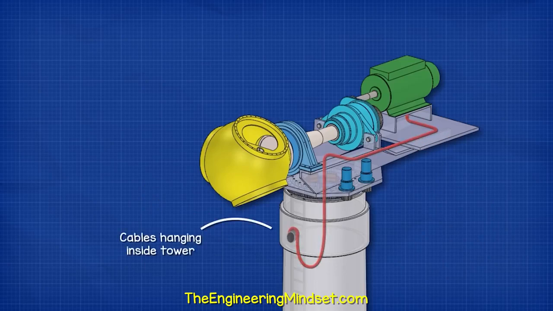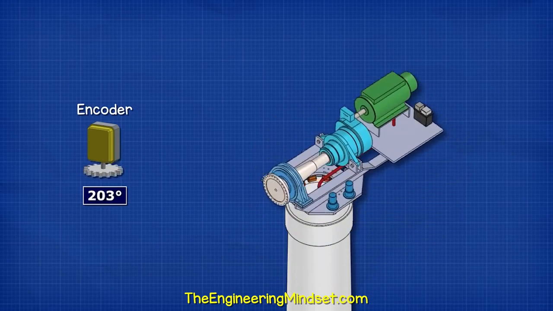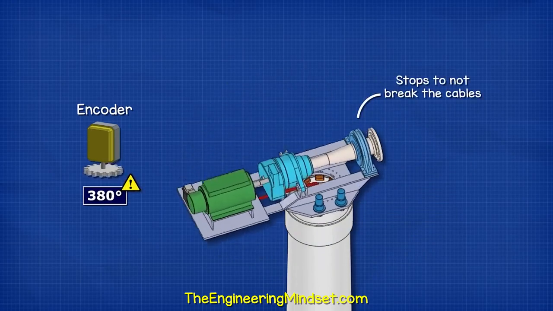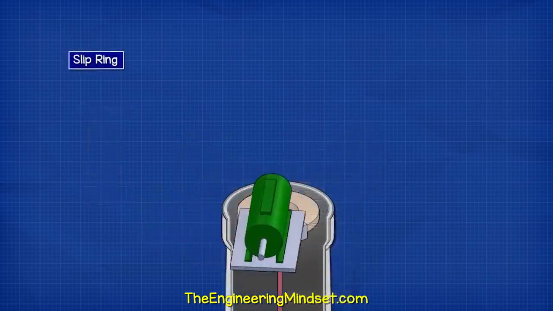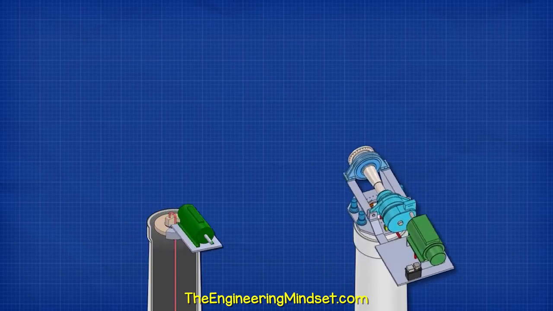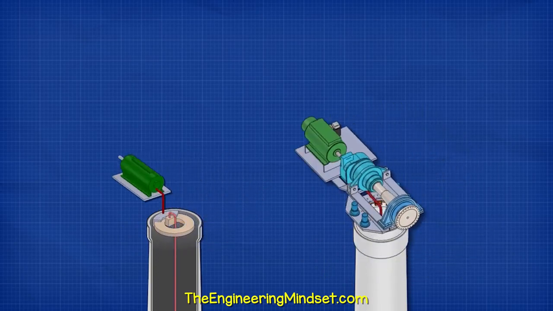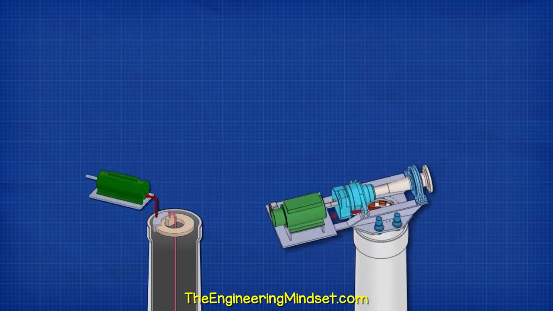The cables are suspended to reduce the twisting, and the computer controls how far the nacelle can turn to avoid twisting them. It will stop and rotate in the opposite direction if needed. Small turbines just use slip rings to avoid that, but large turbines produce a lot more power, making it cheaper, safer, and easier to just use a cable and track the rotations.